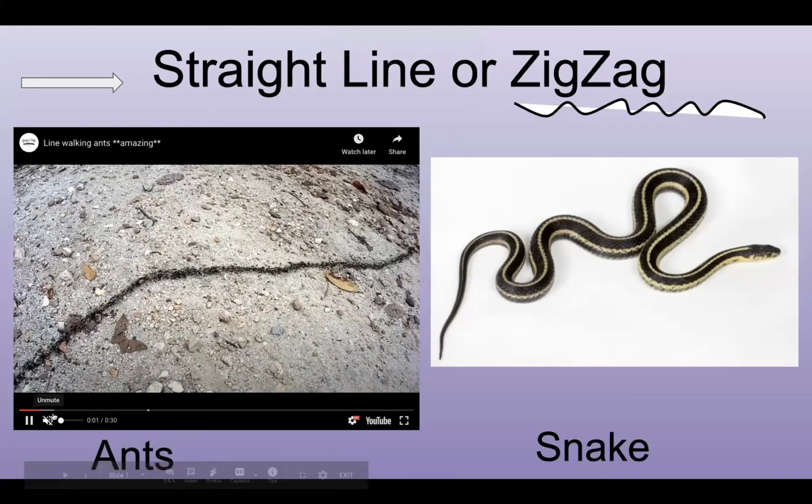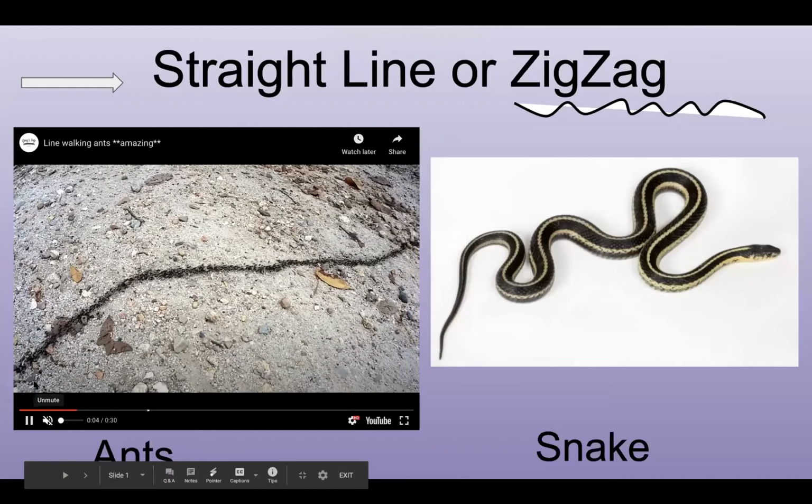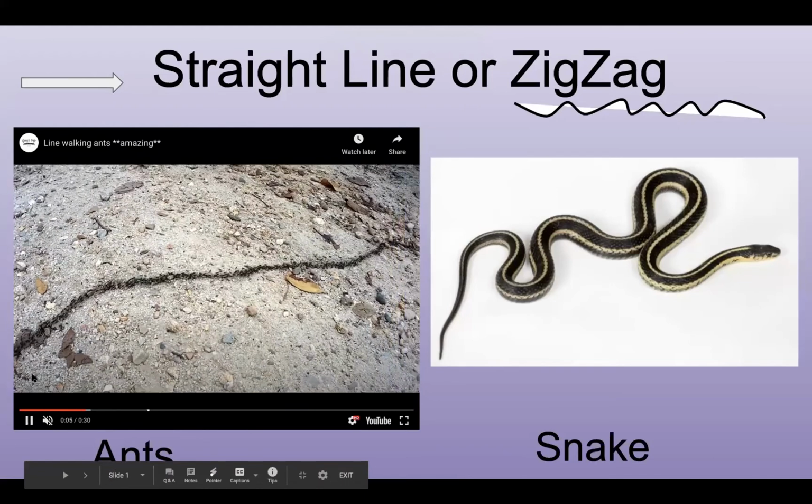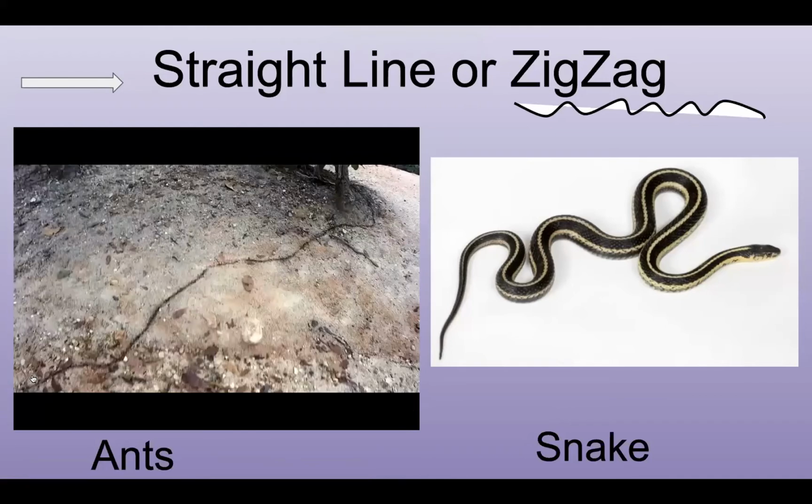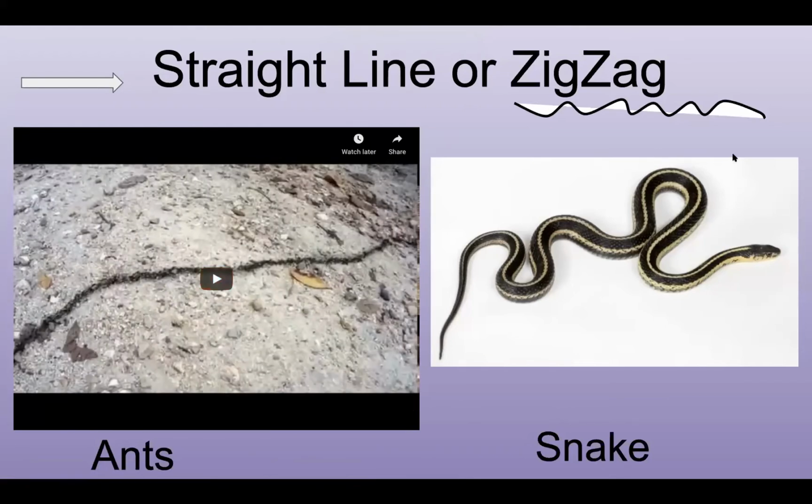So are they moving in a straight line? Are they moving in a zigzag? Are they moving in a curvy line? So describe their motion. And then we also see our snake over here. The snake and its body is kind of in a wavy motion. So its body is not straight right now in that picture.